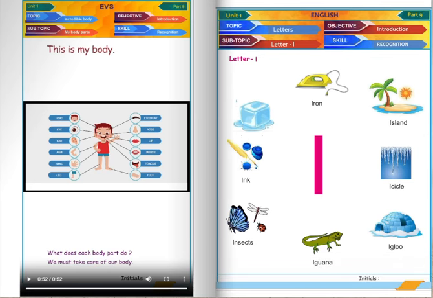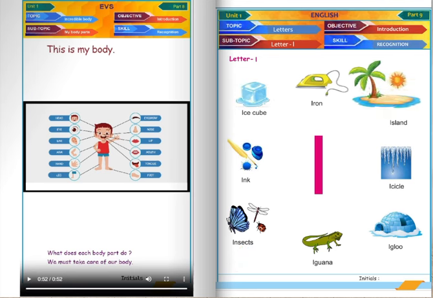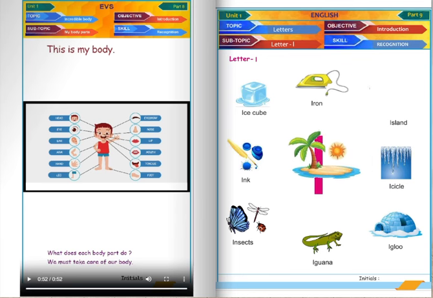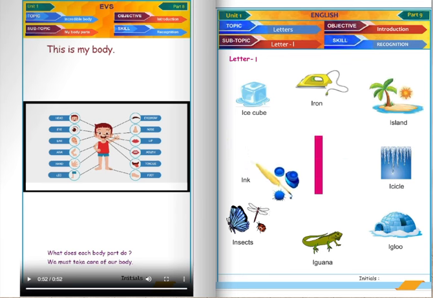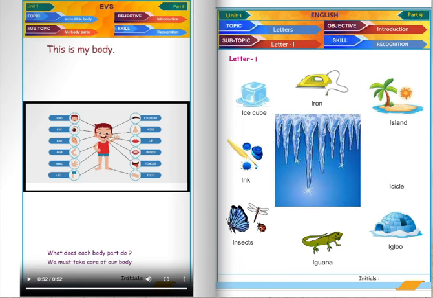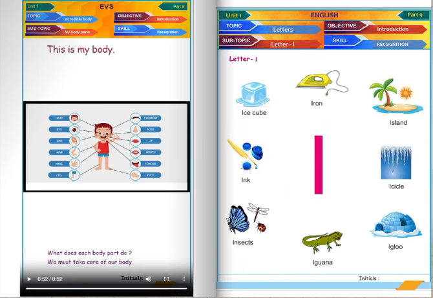Letter I. Ice cube. Iron. Island. Ink. Icicle. Insects. Iguana. Igloo.